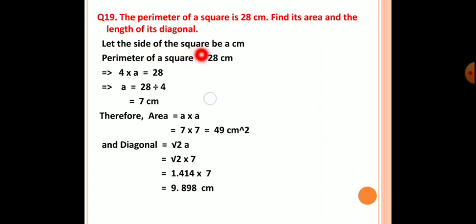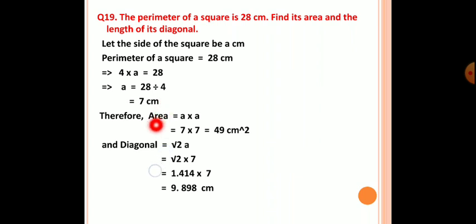Let the side of the square be a centimeter. So here you can take either x, s, a, anything, any variables you can take. Perimeter of a square which is given in the question is 28 centimeter. Now let us write the formula of the perimeter of a square, which is 4 into a, which is equal to 28. So a equals 28 divided by 4, which is 7 centimeter. So the side of the square is 7 centimeter.